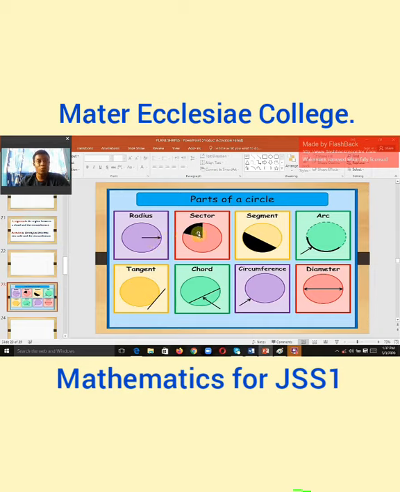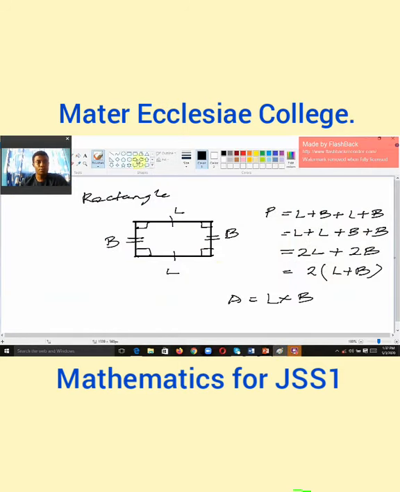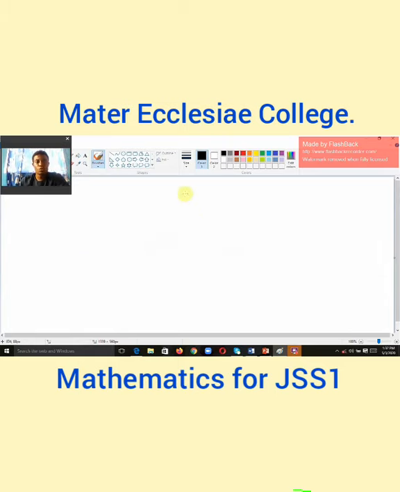Now a sector, like we said, is the region between 2 radii. You can see that these 2 lines are radii. So let me use a board to explain this. Let me draw a circle. I think doing this myself will help.